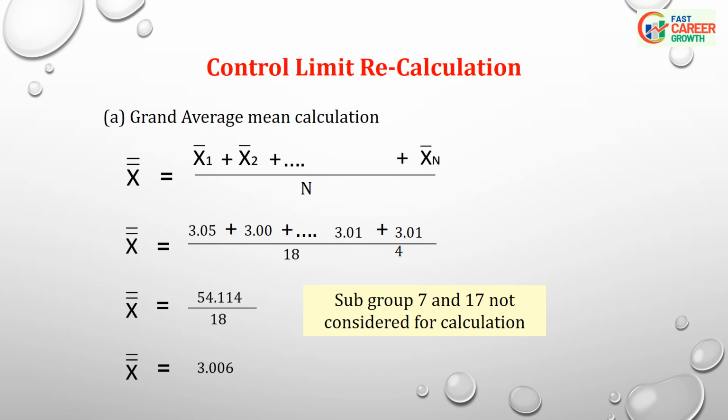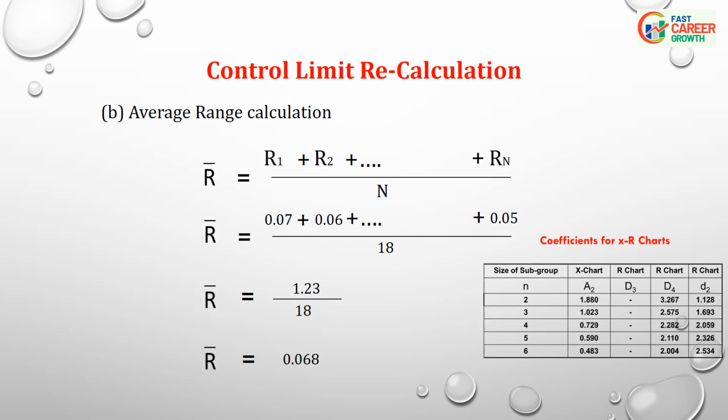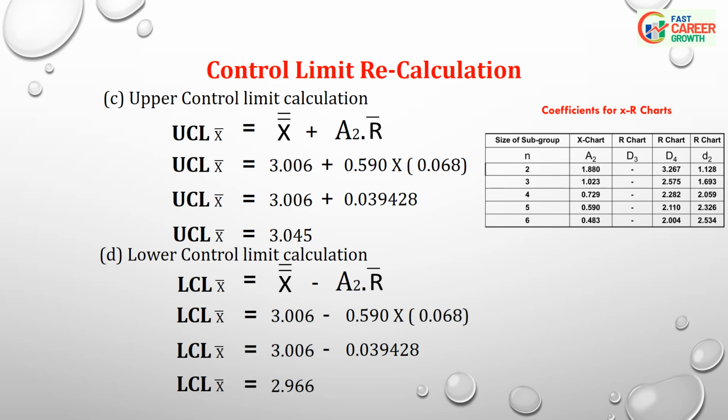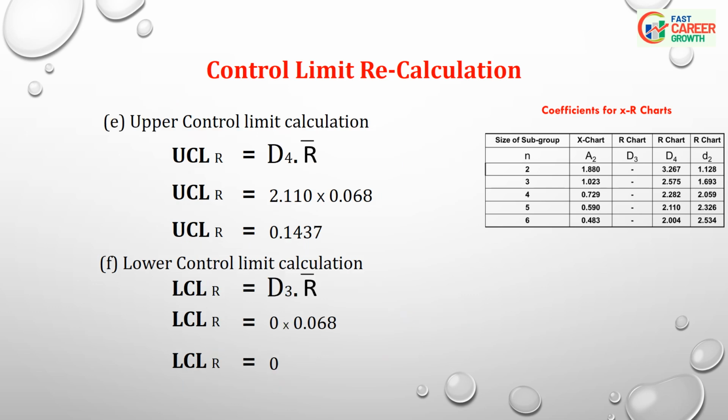Then recalculate x double bar, range, upper control limit and lower control limit. Subgroups 7 and 17 are not considered for the calculation, so the total number of subgroups, capital N, will be 18. Next, recalculate the average range for x bar. Next, recalculate the upper and lower control limits for x bar. Next, recalculate the upper and lower control limits for range.